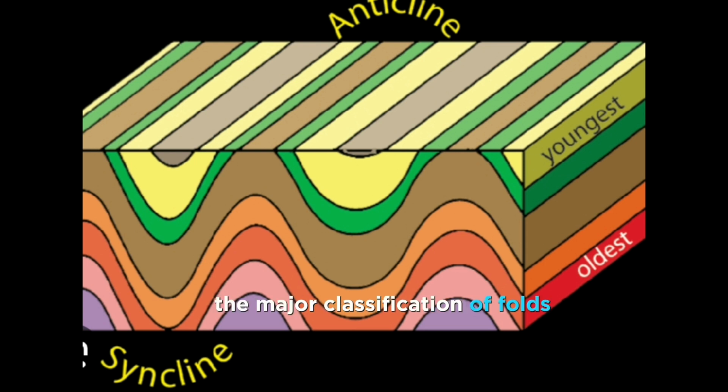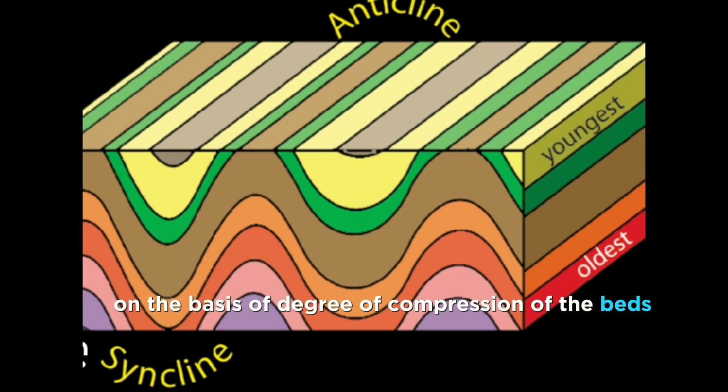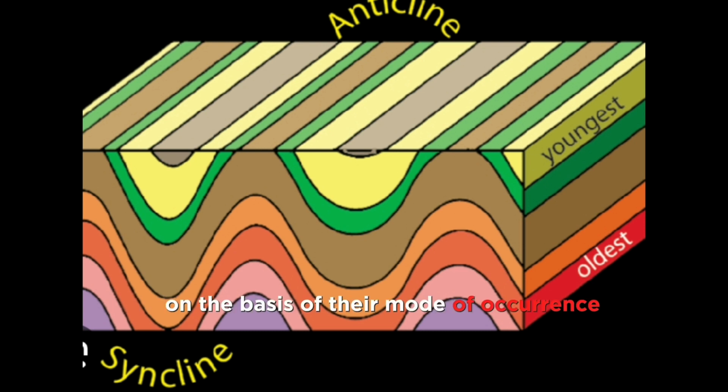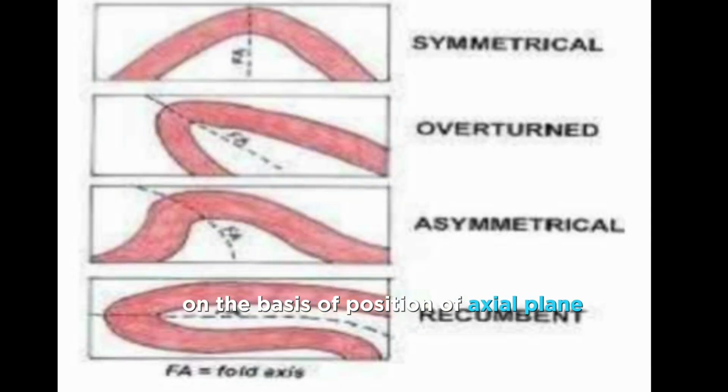The major classification of folds is anticlines and synclines, of which most of the folded rocks are composed. The other classifications may be on the basis of position of axial plane, on the basis of degree of compression of the beds, on the basis of their mode of occurrence, on the basis of their position of fold axis, on the basis of their behavior with depth, and other miscellaneous folds. So, the classification of folds on the basis of position of axial plane.